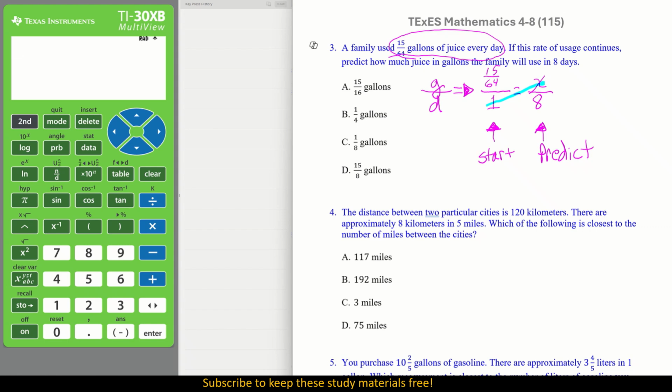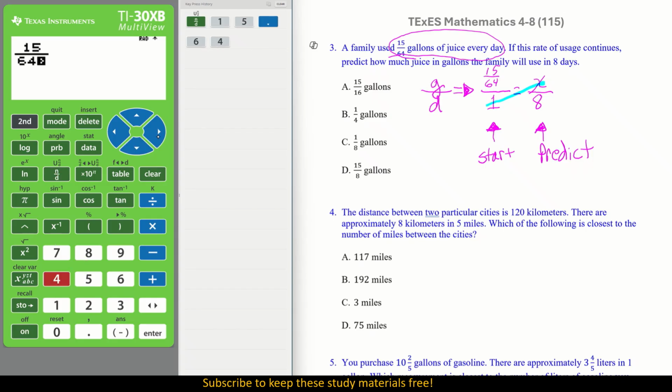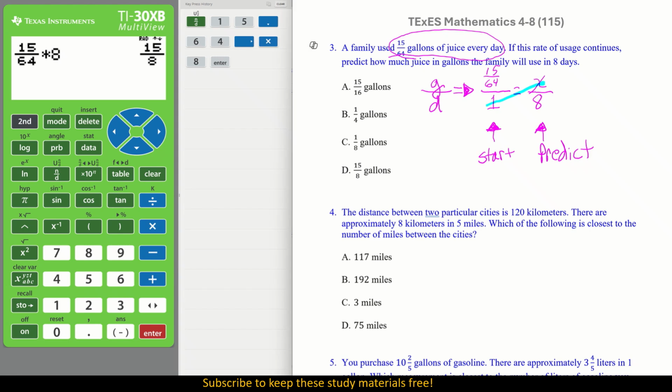But we're still going to have a fraction, okay? So we're going to have this fraction of 15 over the 64. Then you go over and say times 8. Push enter, and that gives you exactly what you need because it's convenient for us. That's what our options are, and we know that we need D, okay?